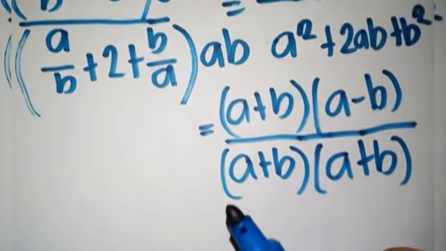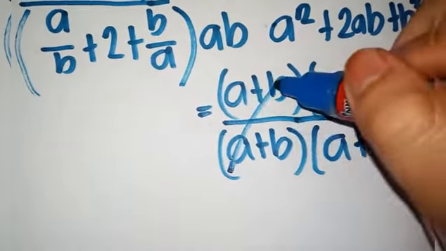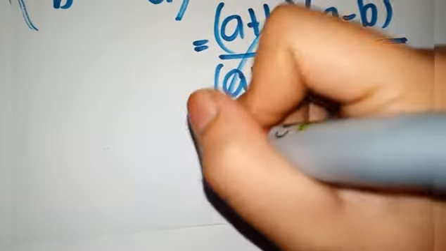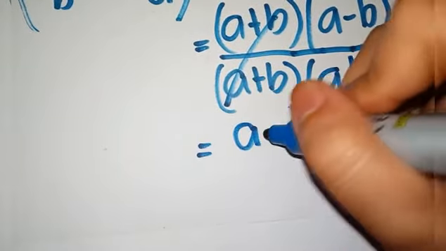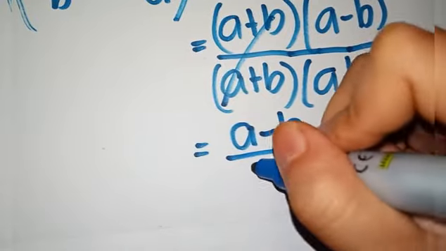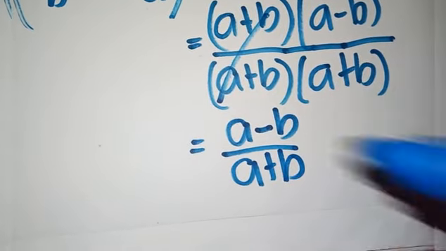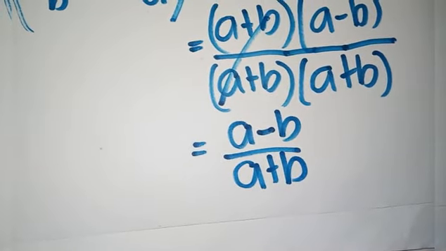So, after nyan, pwede na tayong mag-cancel out. So, ito, makakancel na yan. So, ang naiwan na lang ay, we have a minus b all over by a plus b. So, ganun lang siya kasimple. So, ganun lang kasimple mag-simplify ng complex rational expression.